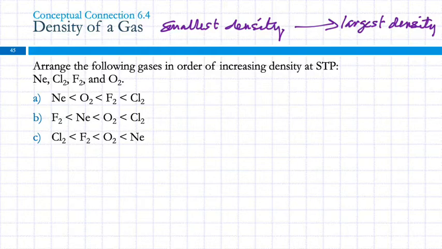So I'm thinking, well, density is grams over liters. If I imagine 1 mole of each of these gases, their volumes will all be the same, so the only thing that's changing is the mass. To have a large density, I need a large mass. So the smallest density will be the lightest, the smallest molar mass, and the largest density will be the heaviest, the biggest molar mass.